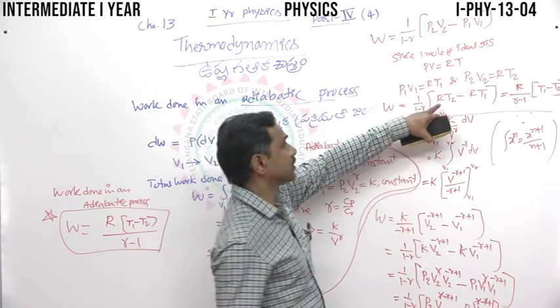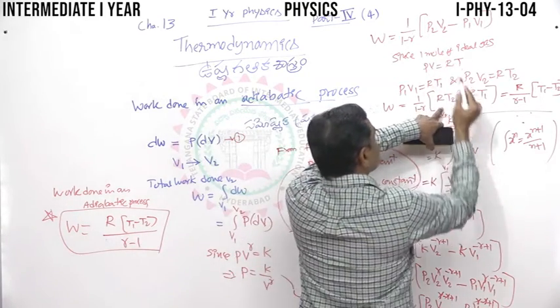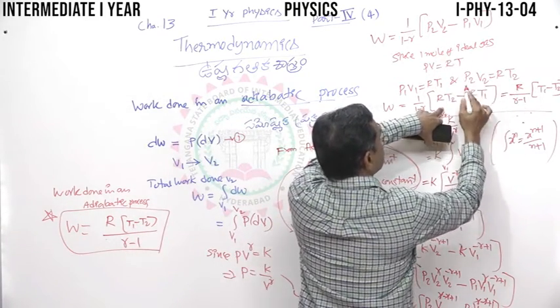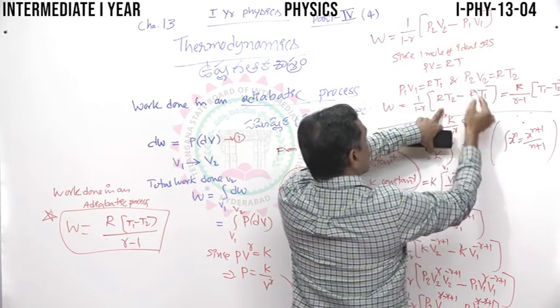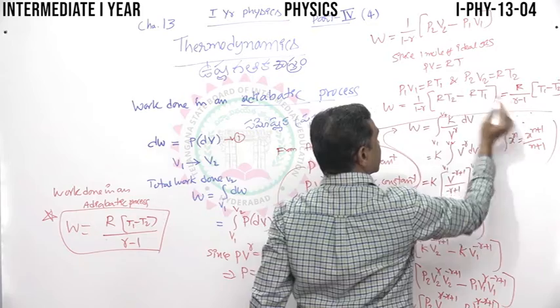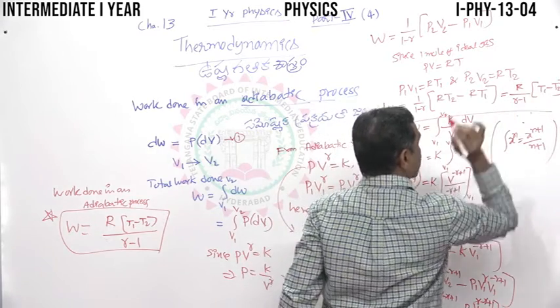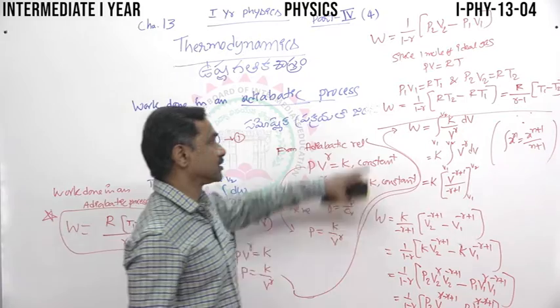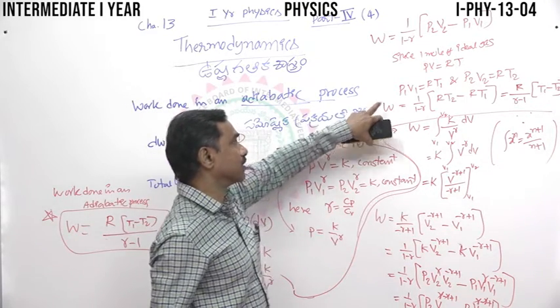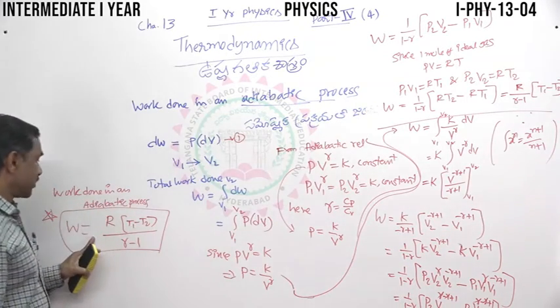Now, substituting this data, P2 V2 is replaced by RT2 and P1 V1 is replaced by RT1. R is a constant, take it outside. We have R divided by (γ minus 1) within the bracket (T1 minus T2). This is the final expression for work done in an adiabatic process.